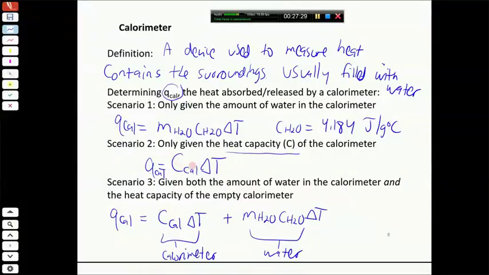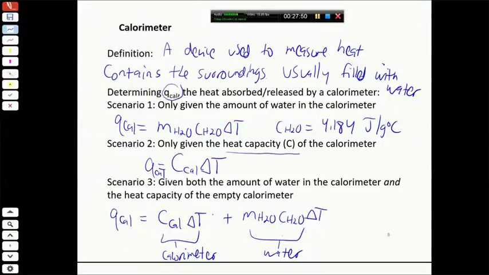Sometimes we'll just group it together into one term, in which case you would use scenario 2, just heat capacity times delta T. Or sometimes we'll give you those two pieces of information separately. We'll tell you the heat capacity of the calorimeter itself, we'll tell you how much water is in the calorimeter, and then the heat is going to be distributed amongst both of those. So there's 3 different ways you'll have to do it. It's 2 equations or possibly the combination of those 2.